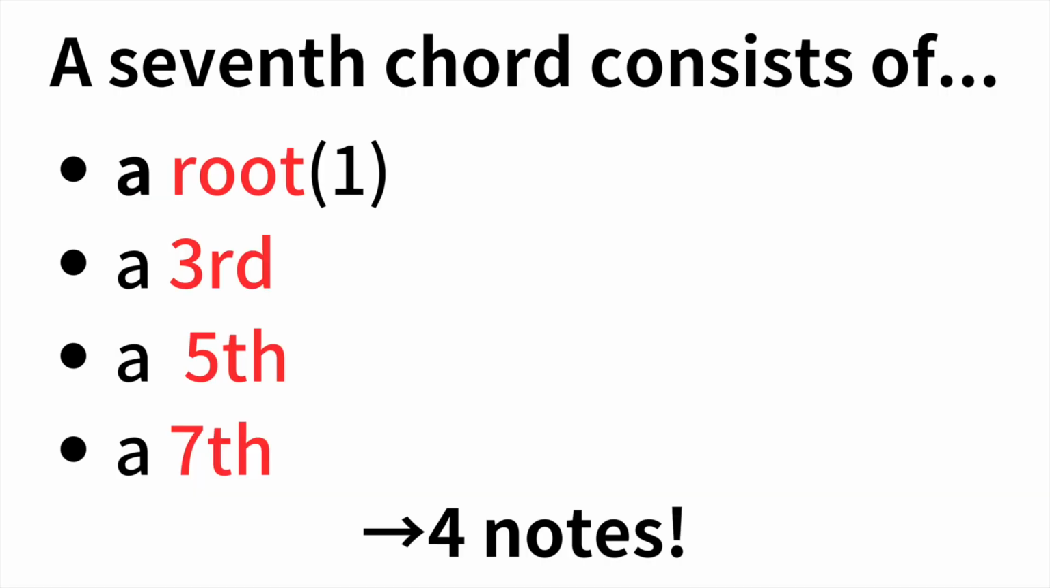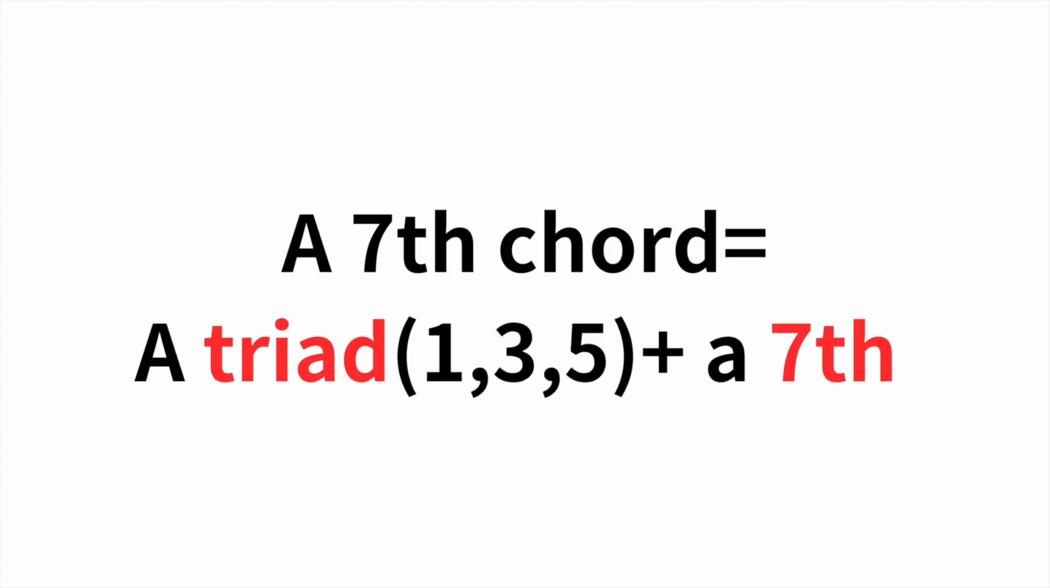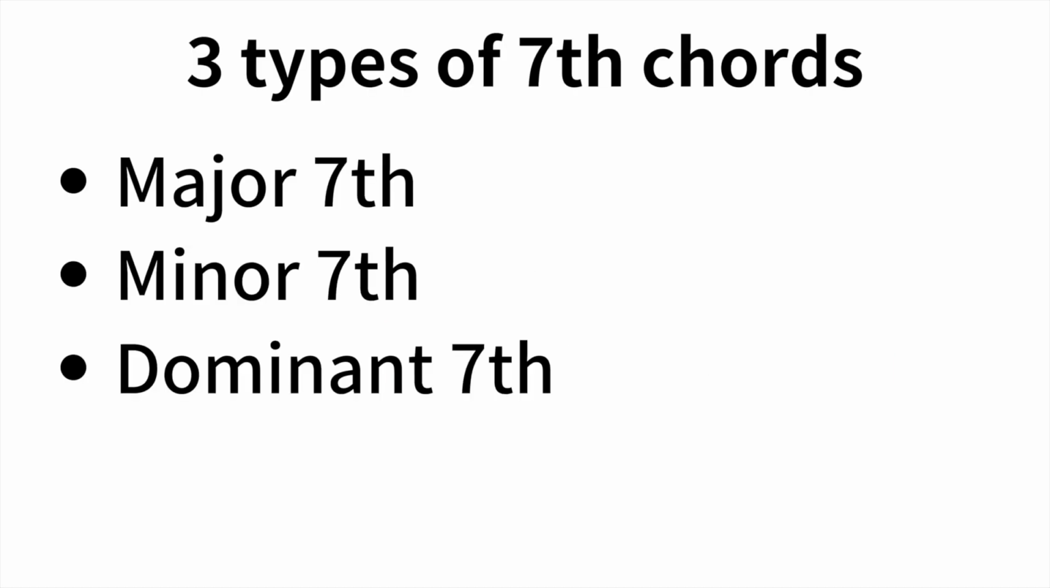A seventh chord, as the name suggests, is a 4-note chord consisting of a root, a third, a fifth, and a seventh. Adding the seventh note to a triad grants the chord greater depth and complexity. This added layer of sound creates a richer tonal color, a trait characteristic of blues music and several other genres. There are 3 common types of seventh chords: major, minor, and dominant.